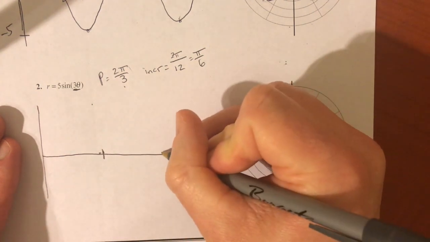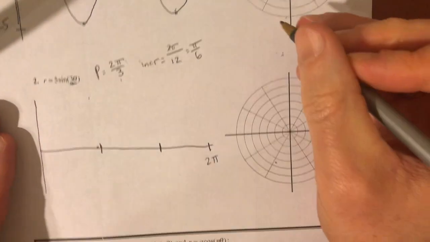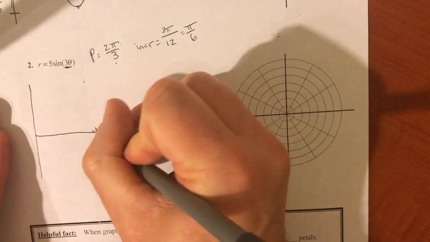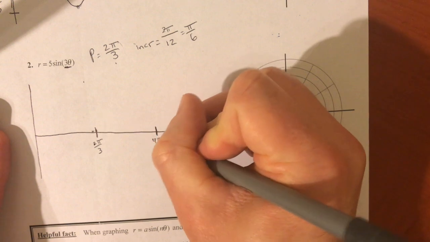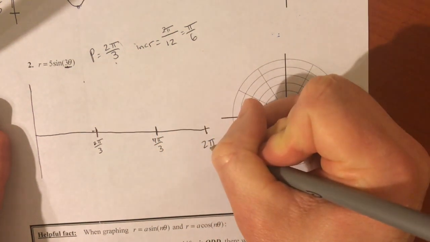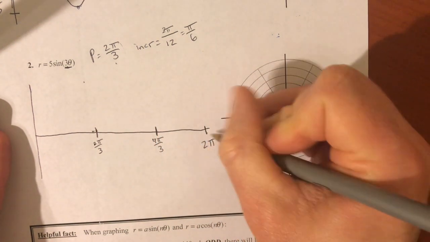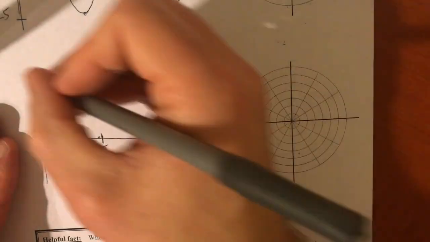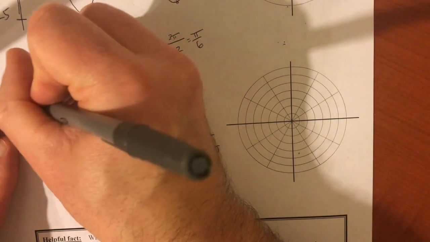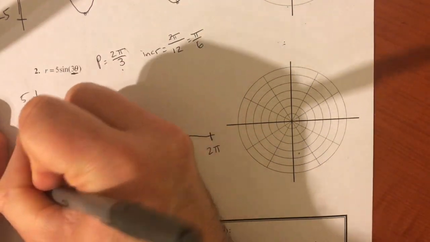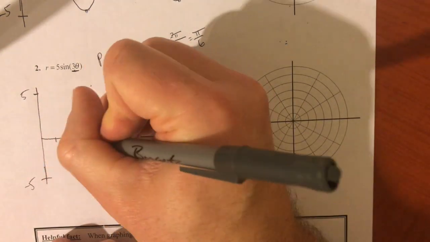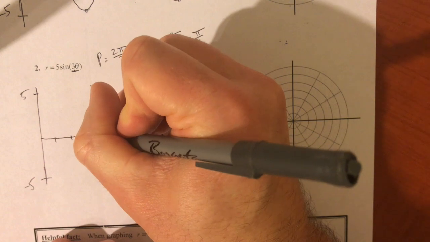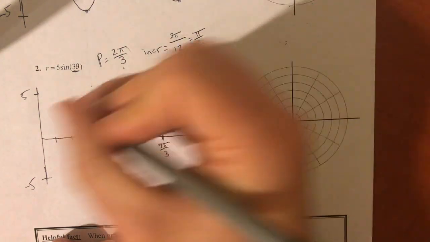So this is, again, just a super rough sketch here. But 2 pi over 3, there's going to be 1 cycle. Another 2 pi over 3 would put you at 4 pi over 3, and another 2 pi over 3 would put you at 6 pi over 3, or 2 pi. Our amplitude is still 5. I figured I'd keep that consistent. And then every 1/4 of that period is an increment of pi over 6.